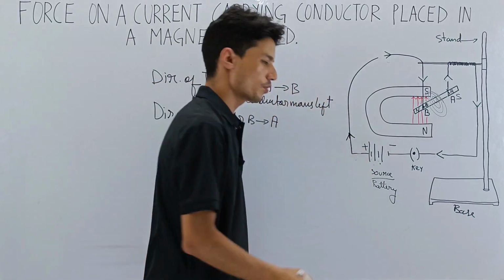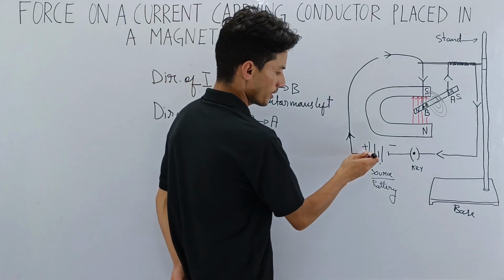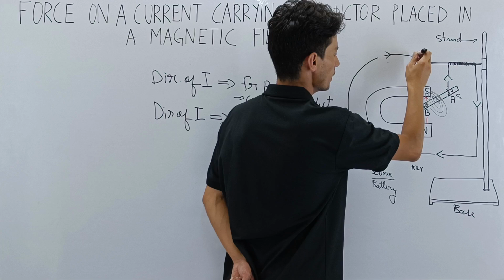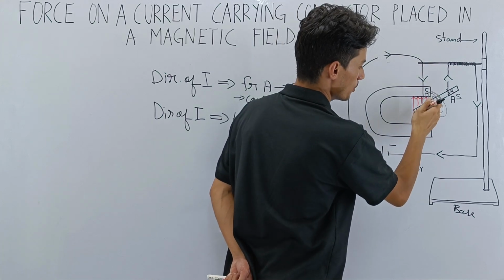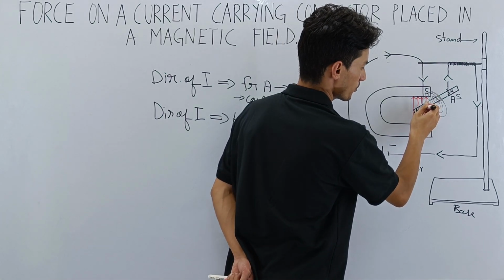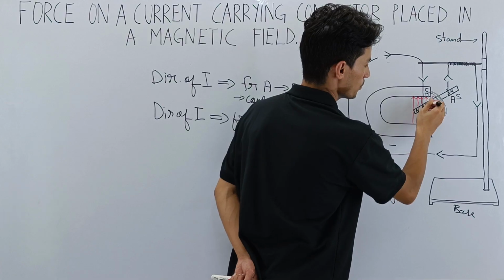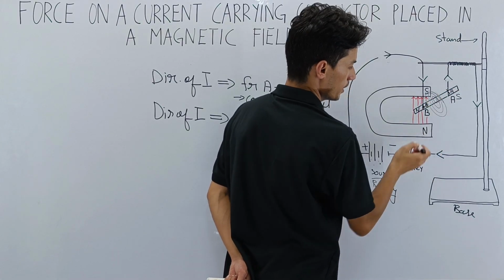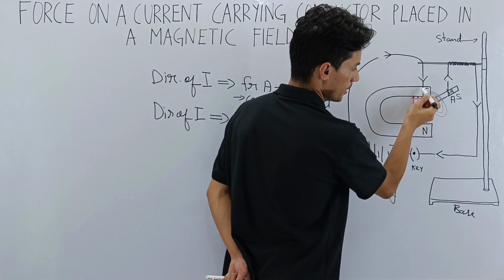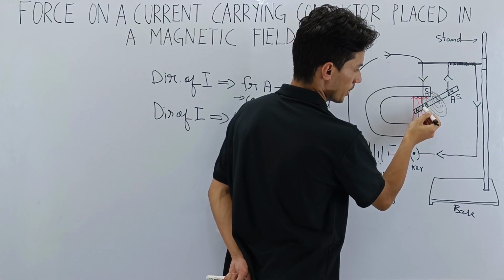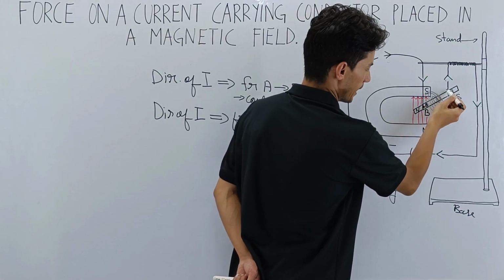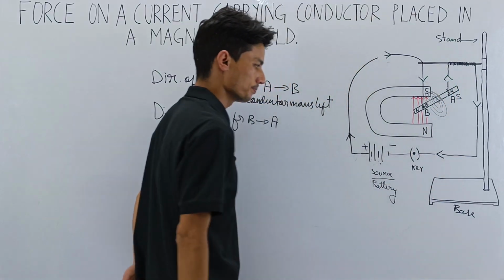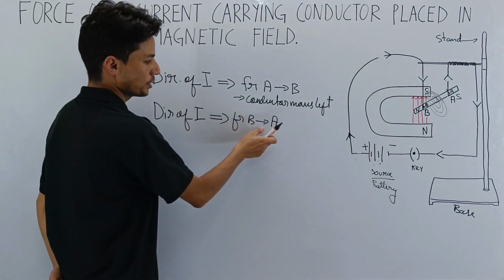So now the direction of current flow has changed. Current will enter from this side, travel all the way, and now it will enter point B first. Then it will go to A. So the direction of current is from B to A. I repeat, current will first enter at point B and move from B to A, and then it will go to the negative terminal.